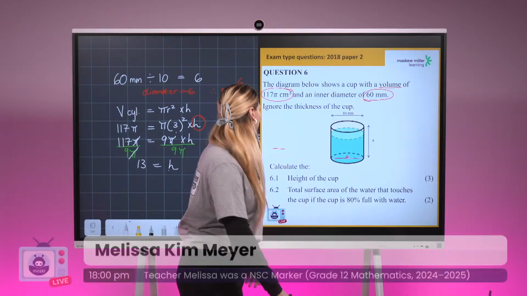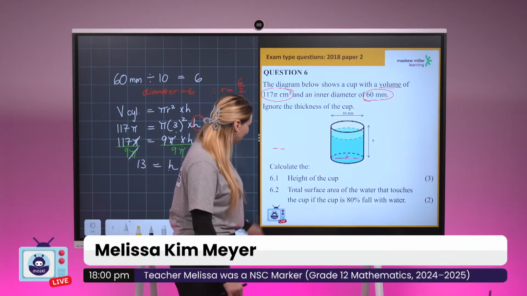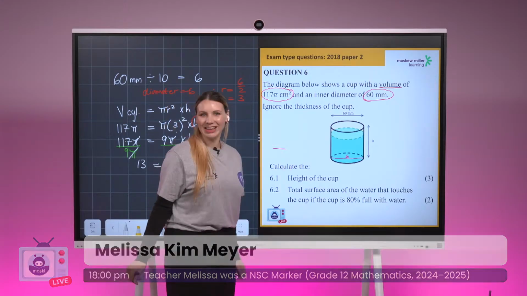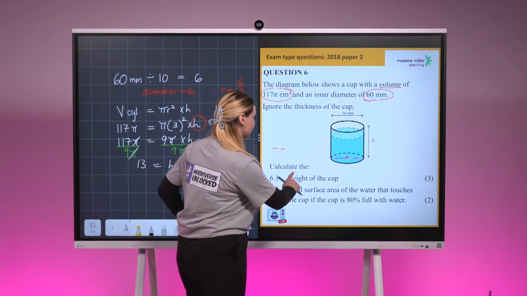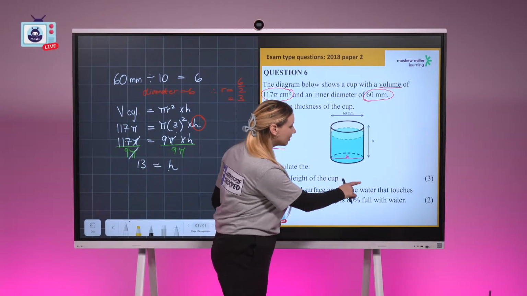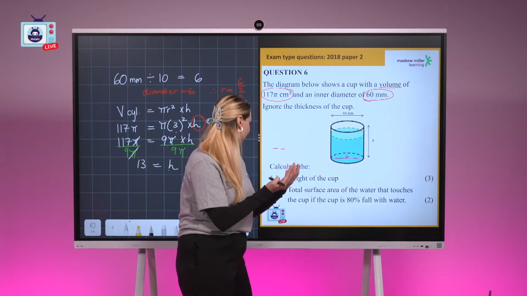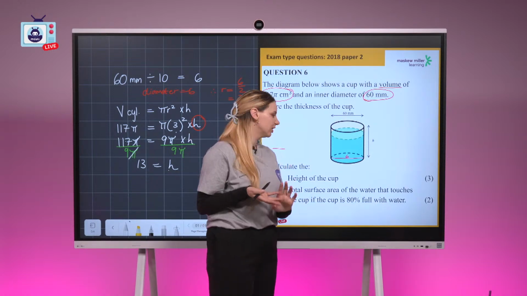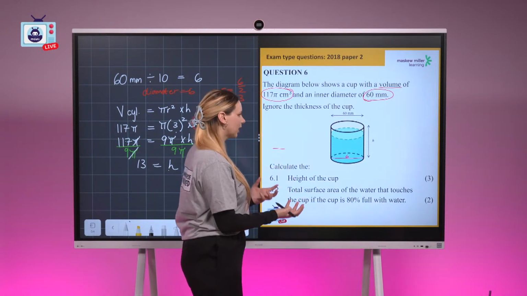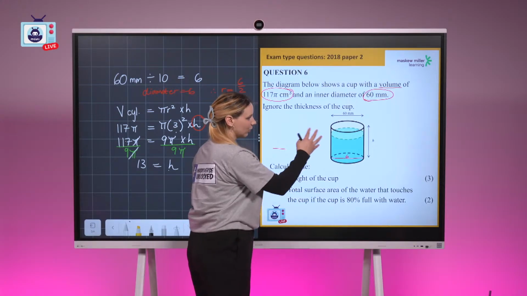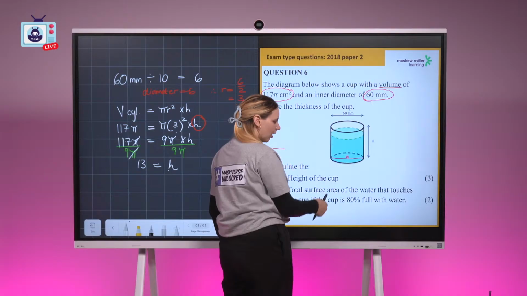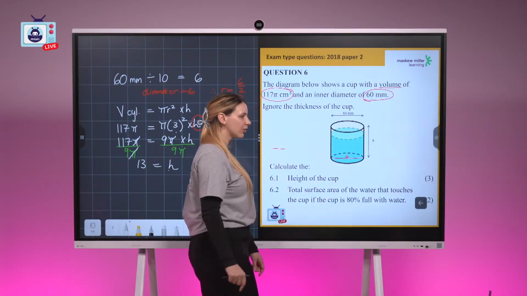Welcome back. Let's go through this question. So have you had a look at it? Have you started writing it down and trying to work it out? Well, let's go through it together. So it says the total surface area of the water that touches the cup. So we're talking about the surface area of the water that touches the cup. And not only that, the water that touches the cup, the water is only up to 80% of the cup.